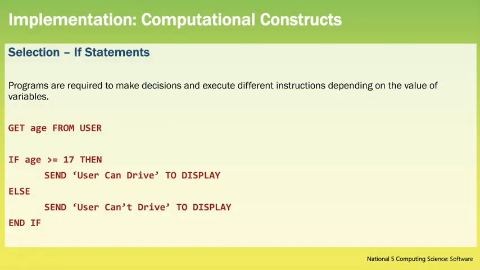The programs that we write are often required to make decisions, and depending on the result of that decision, it will execute a different instruction. So these are if statements. In the example that you can see on screen, we take the user's age and then determine if they are able to drive or if they are unable to drive.